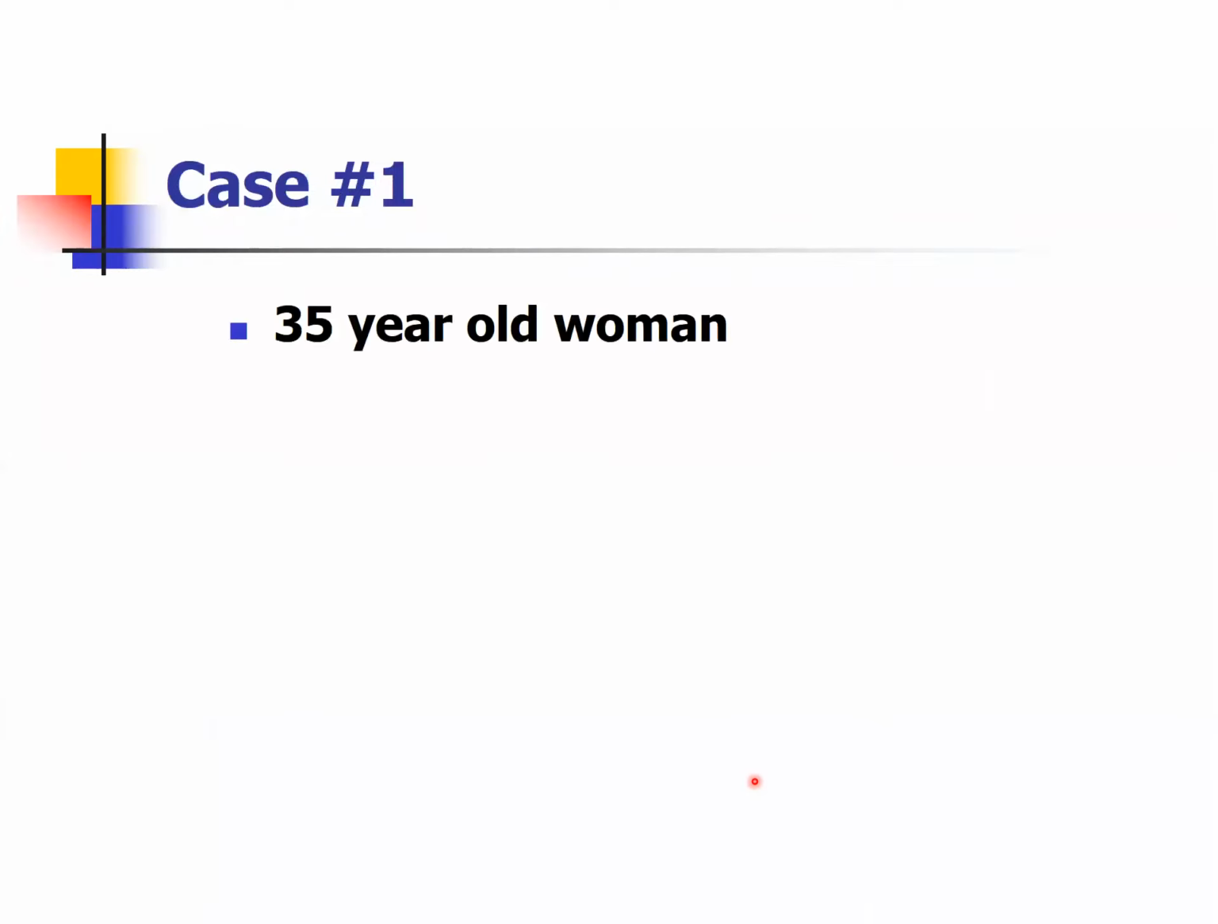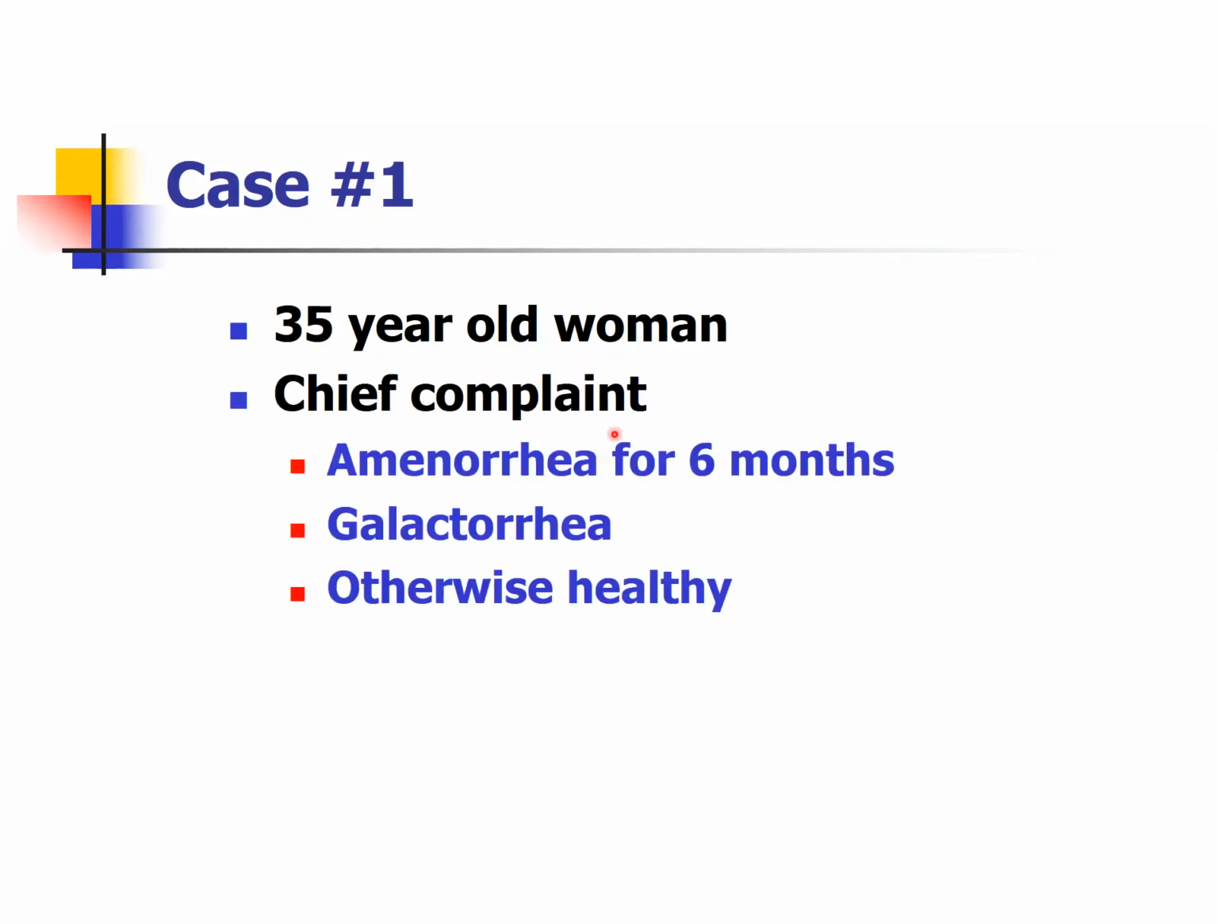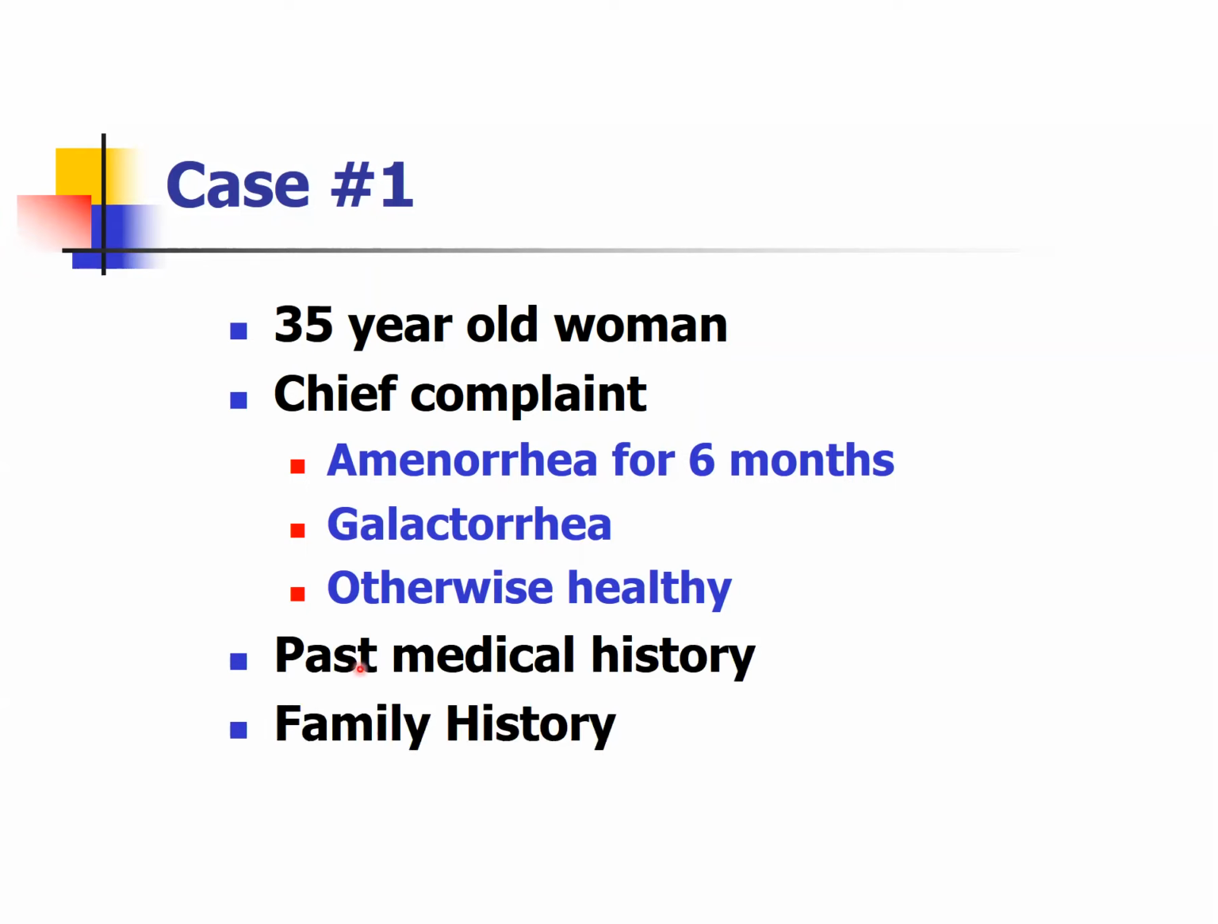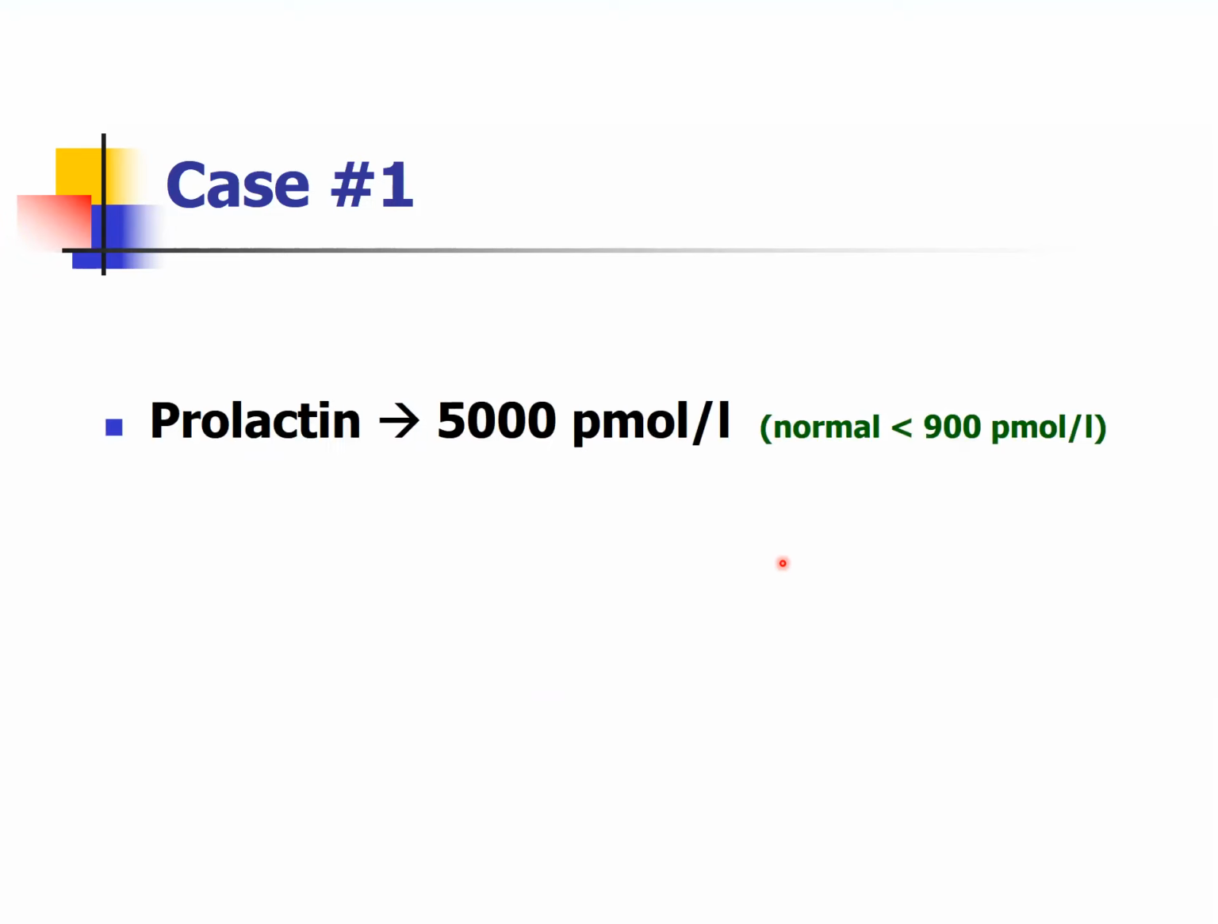Let's look at a case study. We have a 35-year-old woman whose chief complaint is amenorrhea. This is a secondary amenorrhea, meaning that she already had a normal menstruation cycle, but after a while this menstruation stopped, and galactorrhea. Otherwise this woman was healthy. Past medical history: nothing. Family history is not remarkable. Physical findings were almost everything normal, except the patient's breast had some galactorrhea. You could push some milk out of it.